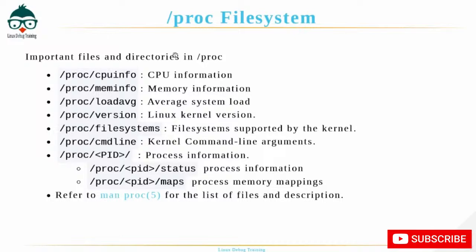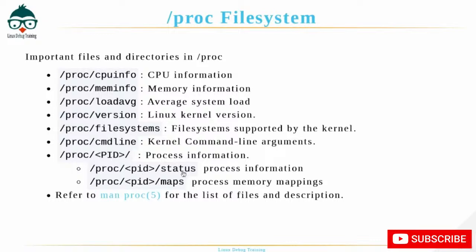Now let's take a look at the important files and directories in the proc file system. cpuinfo provides the information of the processors available on the system. meminfo provides the memory information of the system. The loadavg file provides the average system load. The version file provides the Linux kernel version. The filesystems file provides the file systems supported by the available kernel. The cmdline file provides the kernel command line arguments passed during kernel boot up.